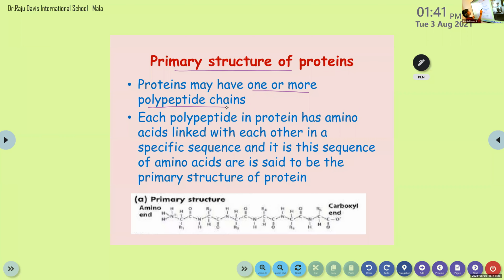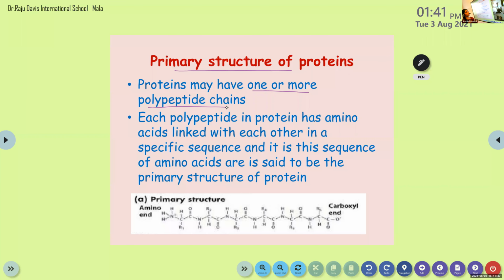Each polypeptide in protein has amino acids linked with each other in a specific sequence, and it is this sequence of amino acids that is said to be the primary structure of protein. That means polypeptide chains are joined together to form a particular structure in a straight way. That is known as primary structure of protein.